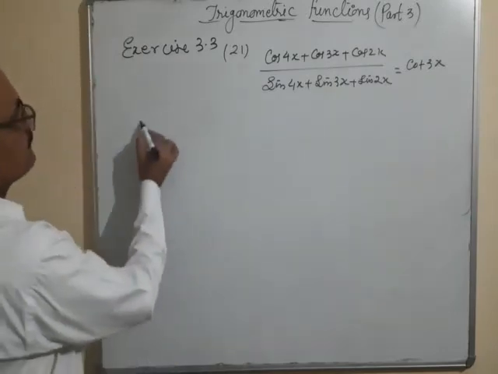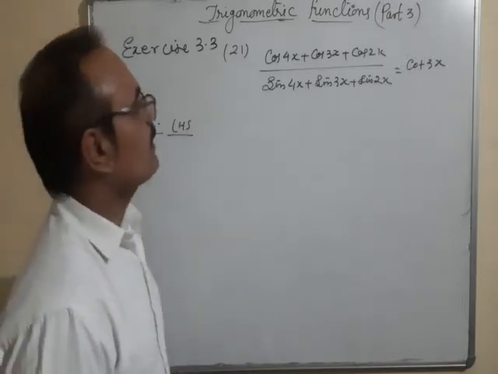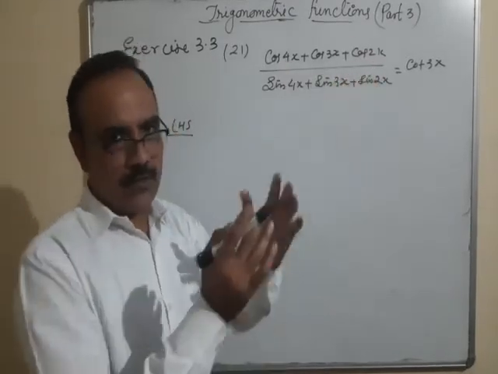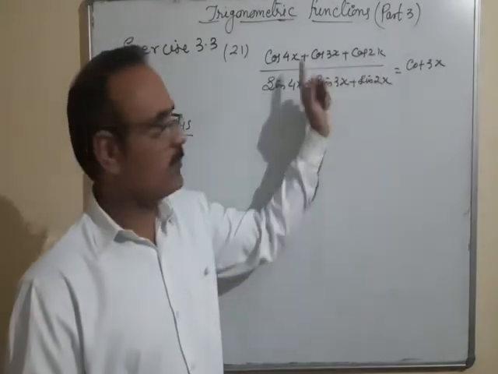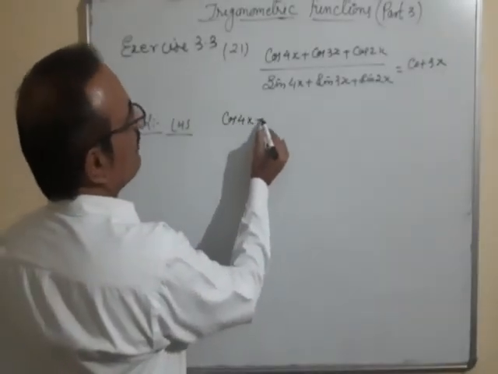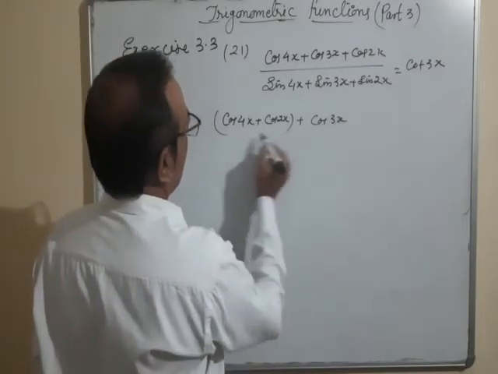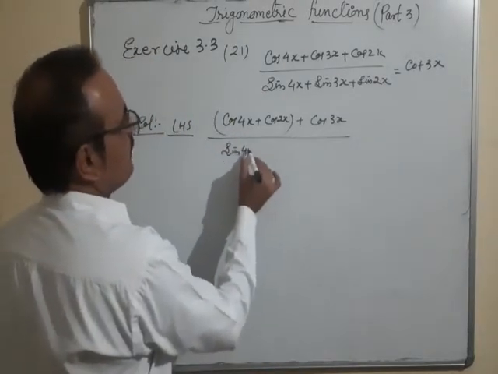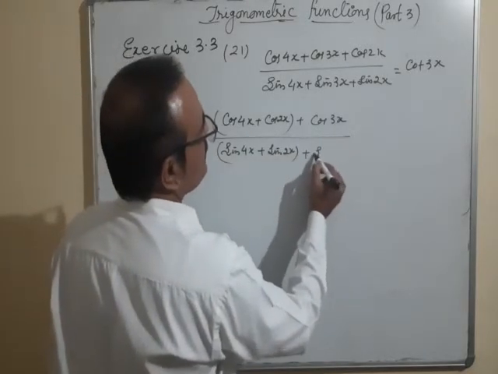How to solve it? Start with the LHS. We have 4x, 3x and 2x, so it is better to take 4x and 2x in a first bracket, so that when we use the formula for cos C plus cos D, 4x plus 2x is 6x, upon 2 gives 3x. So I can write cos 4x plus cos 2x in a bracket, plus cos 3x. And the same in the denominator: sin 4x plus sin 2x, and plus sin 3x.